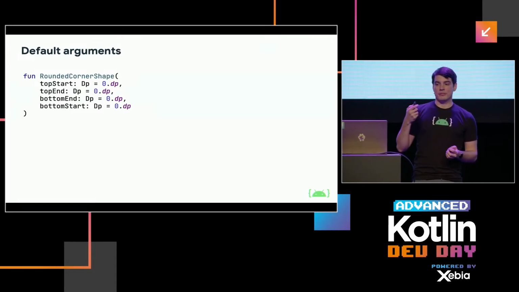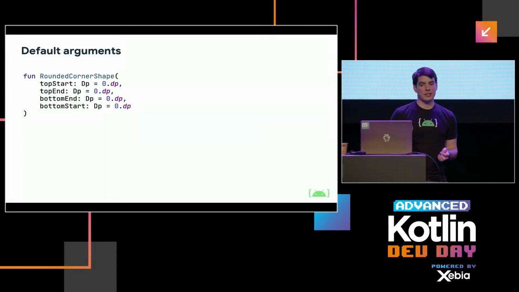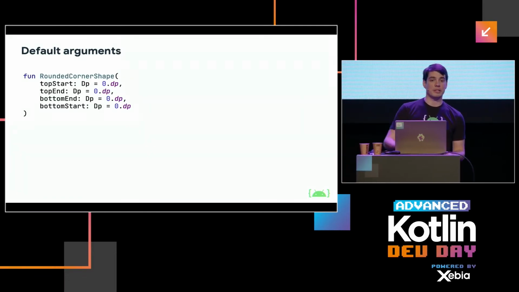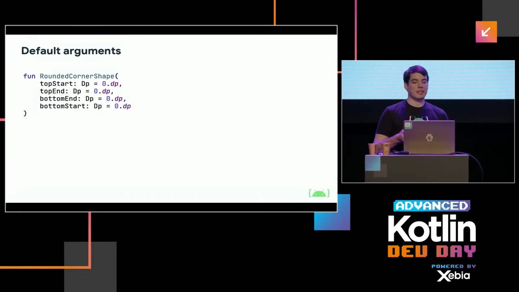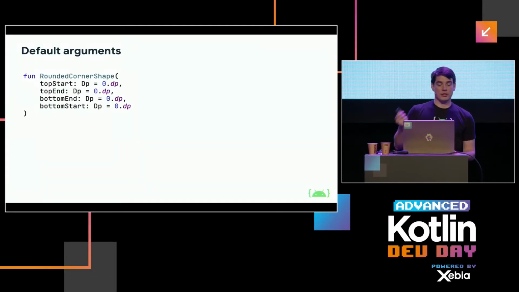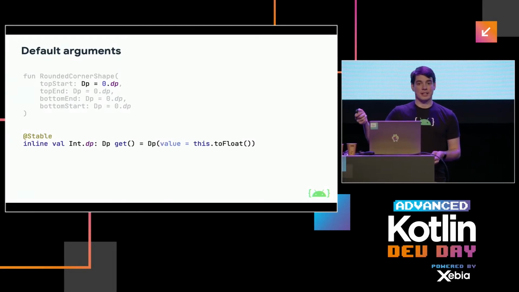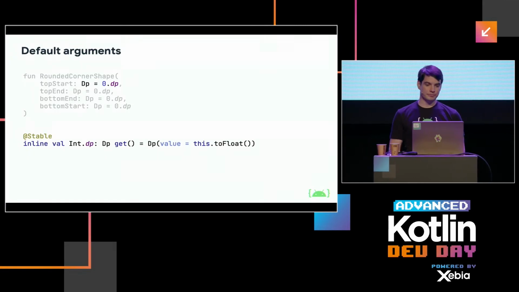And all of these are defaulted to 0 DPs, DPs being a measurement unit on Android. It stands for density independent pixels. And we can already see a cool use of a Kotlin feature here, which is this extension property that's defined on numerical types that allows us to write down something like 0.dp and create a typed measurement value.